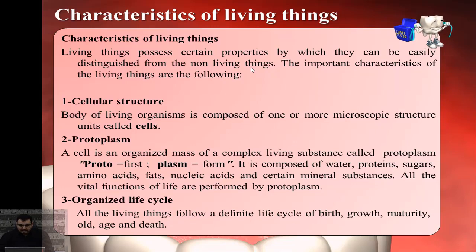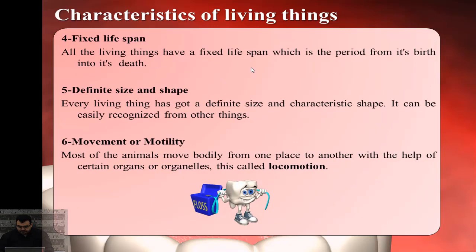3, organized life cycle. All living things follow a definite life cycle of birth, growth, maturity, old age, and death. 4, fixed lifespan. All living things have a fixed lifespan, which is the period from birth to death. 5, definite size and shape. Every living thing has a definite size and characteristic shape. It can be easily recognized from other things.